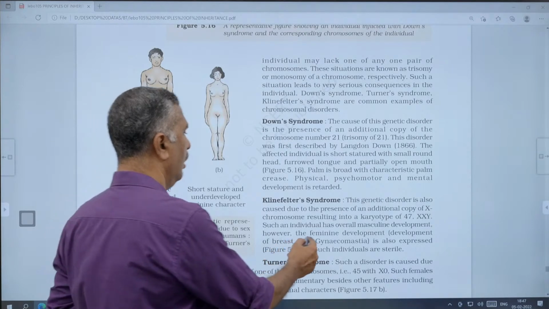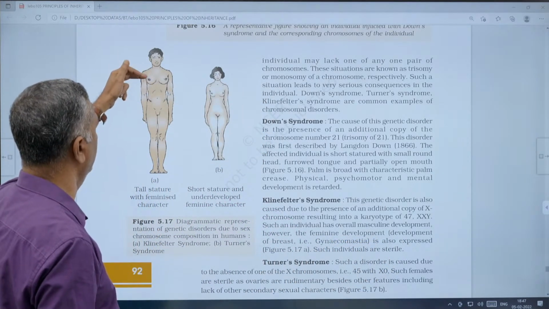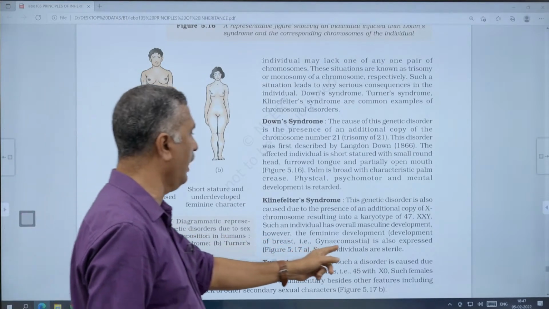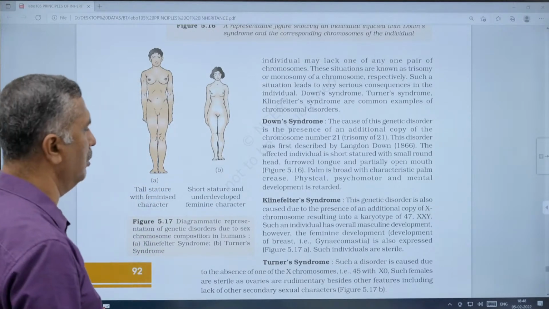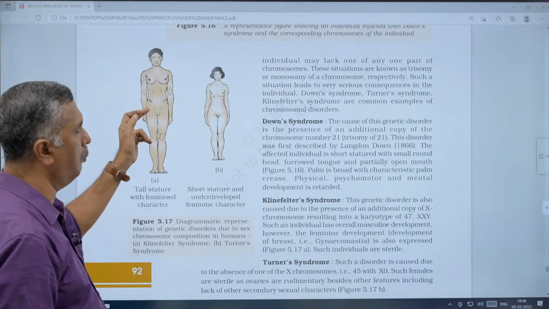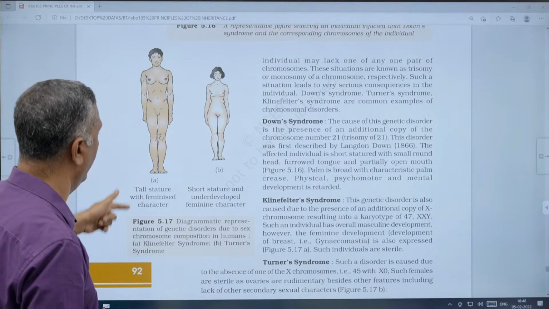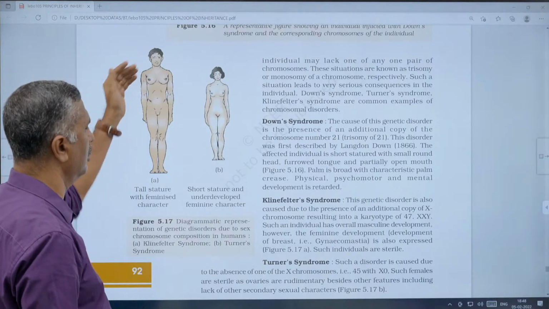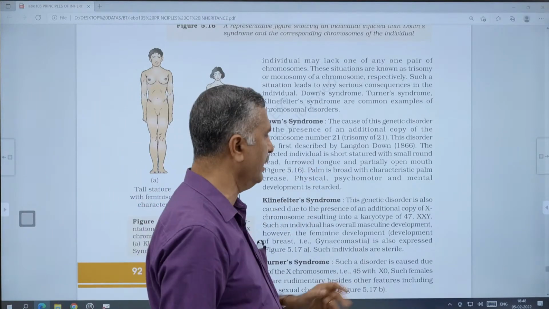However, there is also feminine development, feminized characters, such as breast development in males. That is called gynecomastia. The testes are underdeveloped and the individual is sterile. The person is tall in stature with feminized characters and less body hair.